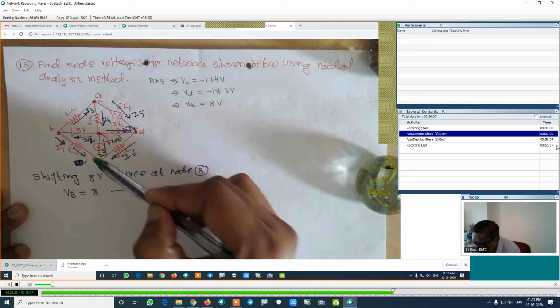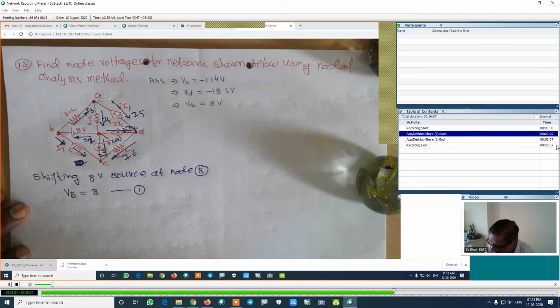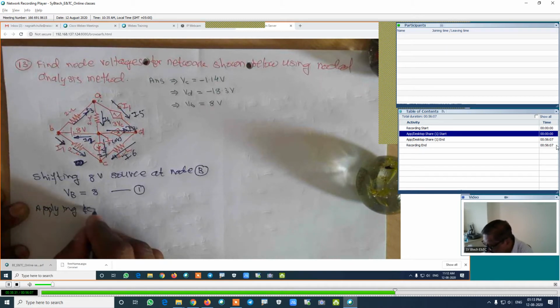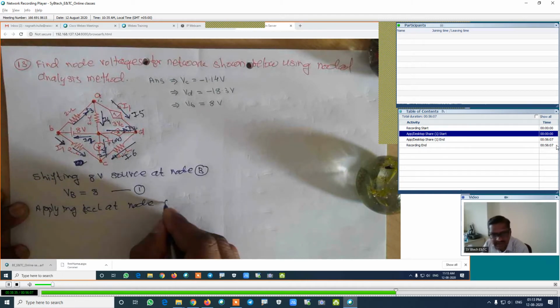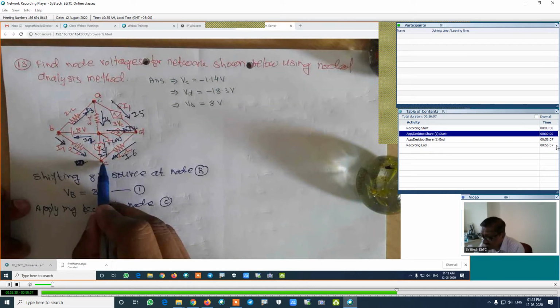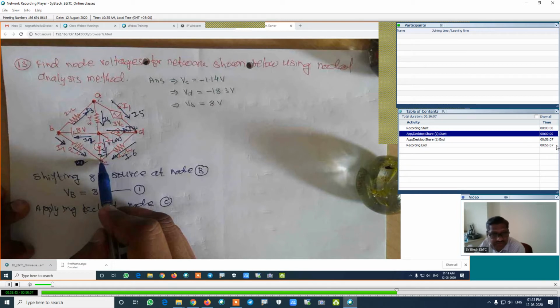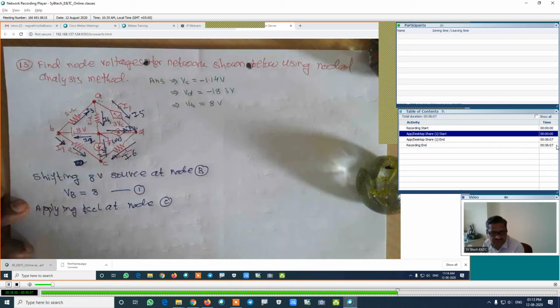But we can apply the KCL at this node. First I will complete the simple part and then we will move to the complicated part. I will write here, applying KCL at node C. We will apply the KCL at node C. How will the KCL be at this node? We don't have any issue when there is a current source with a zero resistance branch, but we have the issue whenever we have a voltage source with zero resistance.